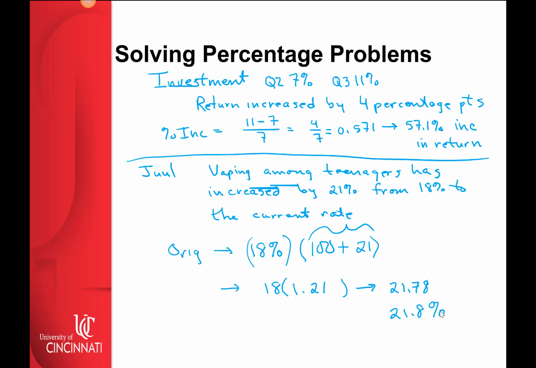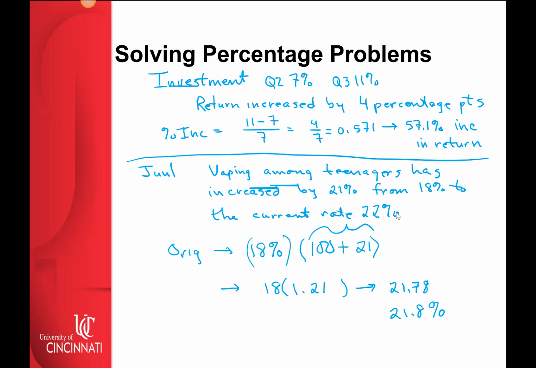Has increased by 21% from 18%. What's the 18%? Starting point, isn't it? Last year it was 18% of teenagers, to a current rate of 22%. It has gone from 18 to 22. And a lot of people are going to look at that and say, dude, that's only a change of 4, isn't it? That's not a change of 21. That's a change of 4.